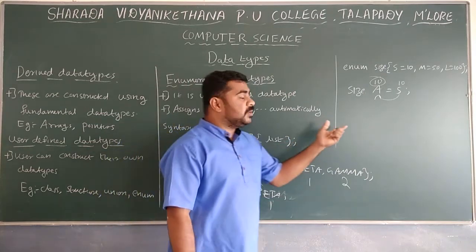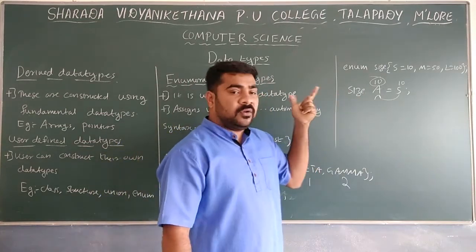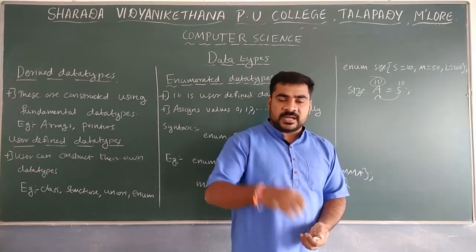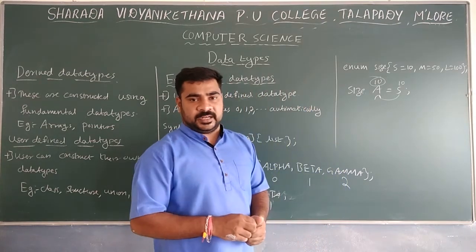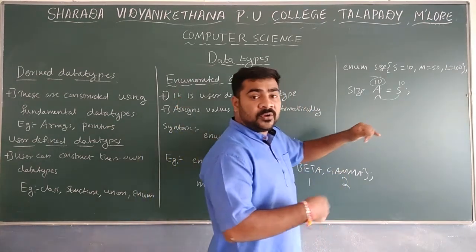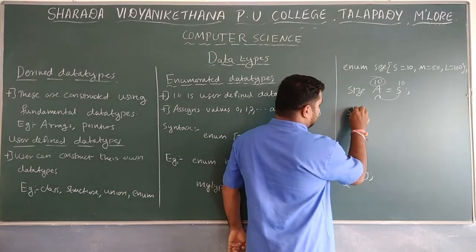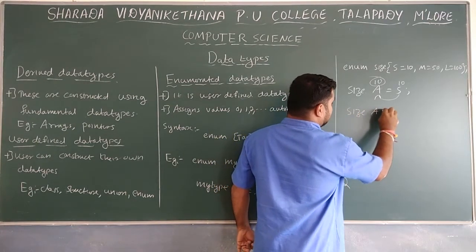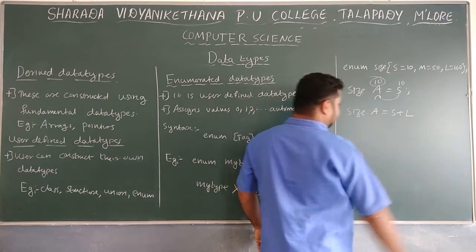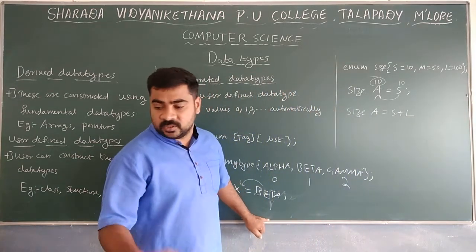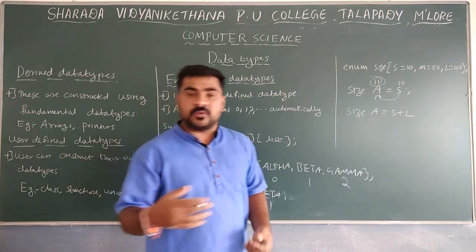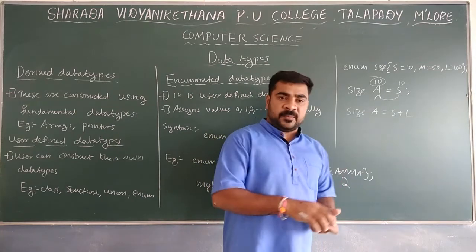If you want to assign M, the M value will be assigned. If you assign L, the L value is going to be assigned. That is in the case of enumerated data types. Or, for example, if you want to add, size A is equal to S plus M. That is possible. Those are the rules. This is actually known as the type conversion rule.